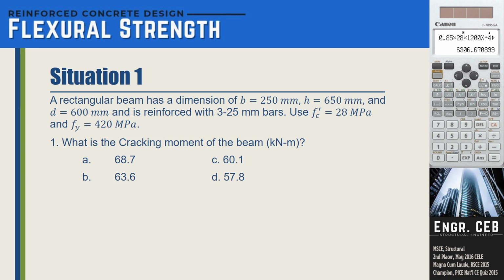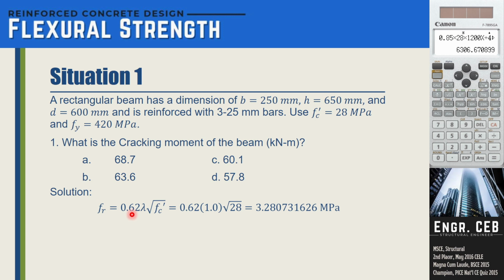For the question, the cracking moment of the beam, the process in determining it is using the elastic method, meaning we're just using the principles of strength of materials. First, we have to determine the value of the stress that will cause the cracking of the beam. We call that the modulus of rupture. Based on the code, the equation for the modulus of rupture is 0.62 lambda square root of f'c.